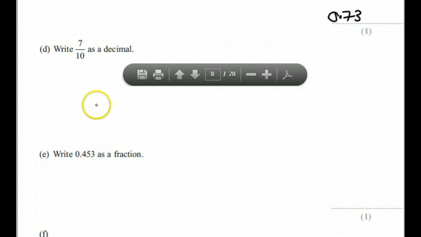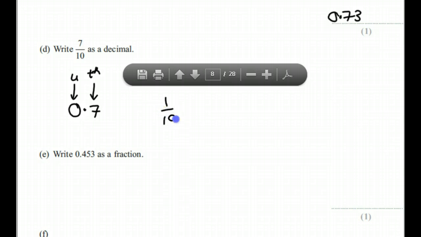7/10 as a decimal. So we've got the units column and then the tenths column, and there are 7 of them. That's just 0.7. You should know that 1/10 is 0.1, and then you can scale up from there, identifying that 7/10 is 0.7.